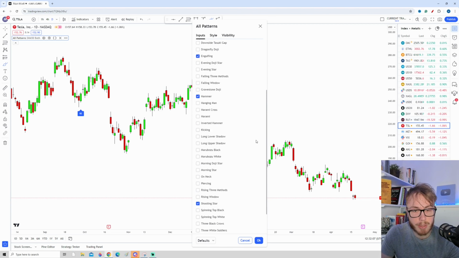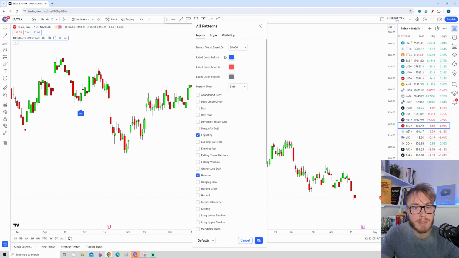So here you can choose between patterns, and also at the top here we have something called detect trend based on.